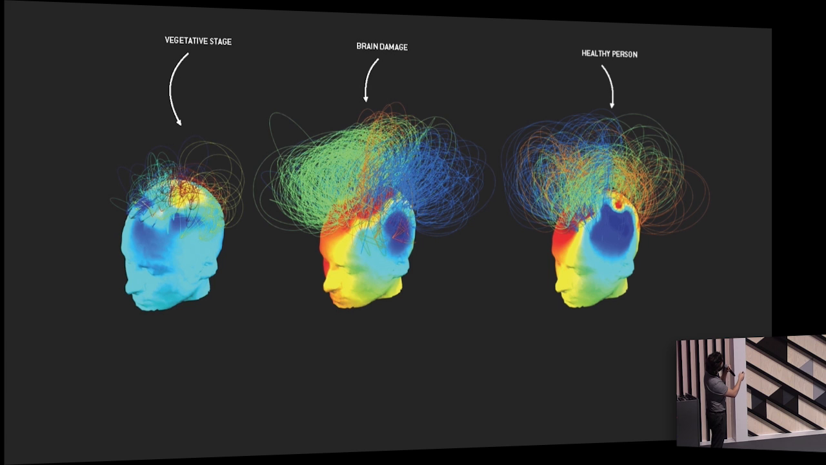This one is a scientific representation of the brain activity in 3 cases. You have a healthy person, a brain damaged person, and a vegetative state person. So what do you think? We're visualizing data, but in this case, should we call it data visualization?